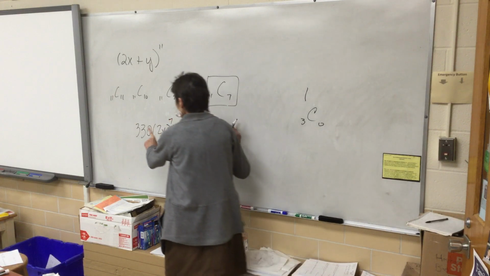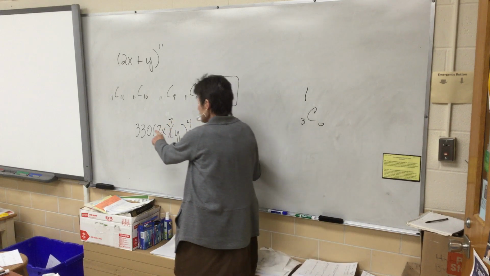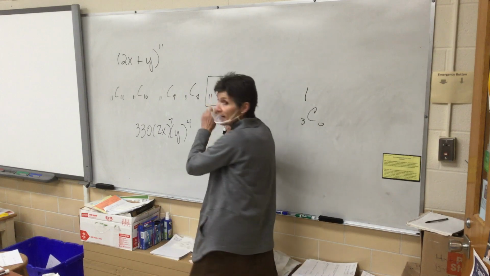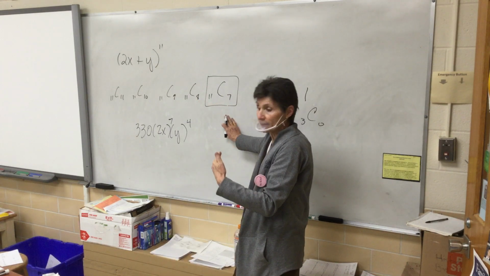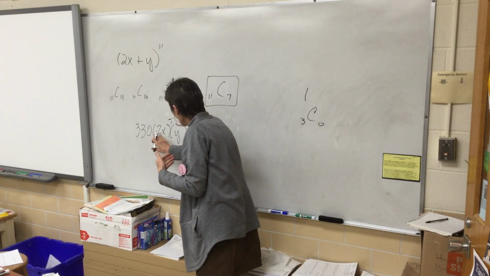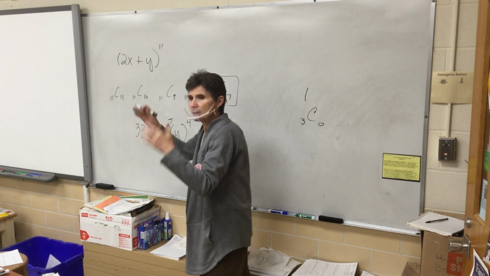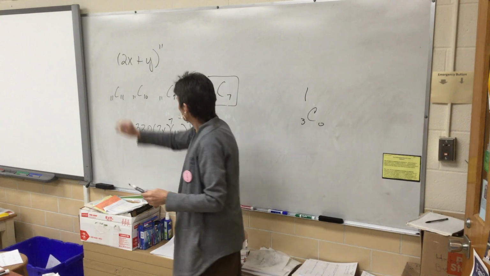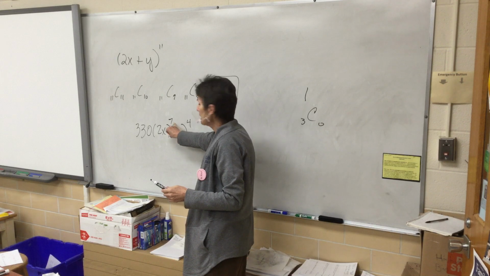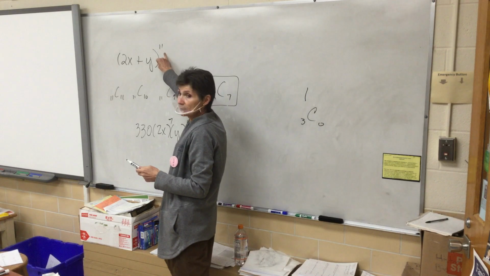All right, so where did this 330 come from? Let's make sure we know. 330 came from doing 11C, 11, 10, 9, 8, 7, and I just counted down to get the term that I wanted, which was the 5th term. So then next to the 330, I put the 2x and the y. And then how did I get the powers on? I counted down again. 11, 10, 9, 8, 7. And if that's a 7, that has to be a 4, because they have to add up to 11.